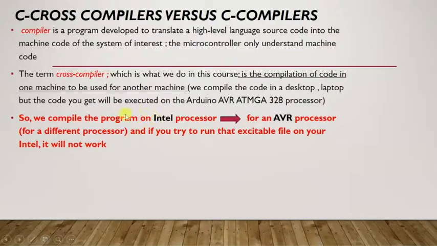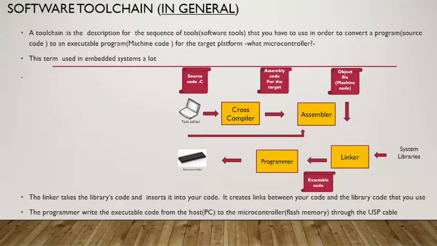In the course, we will compile the program on our PC with an Intel processor to use it for the AVR processor, the Arduino microcontroller. And if we try to run this executable on Intel, it doesn't work. Okay? Cross compilation is very important. You should all be aware of it.